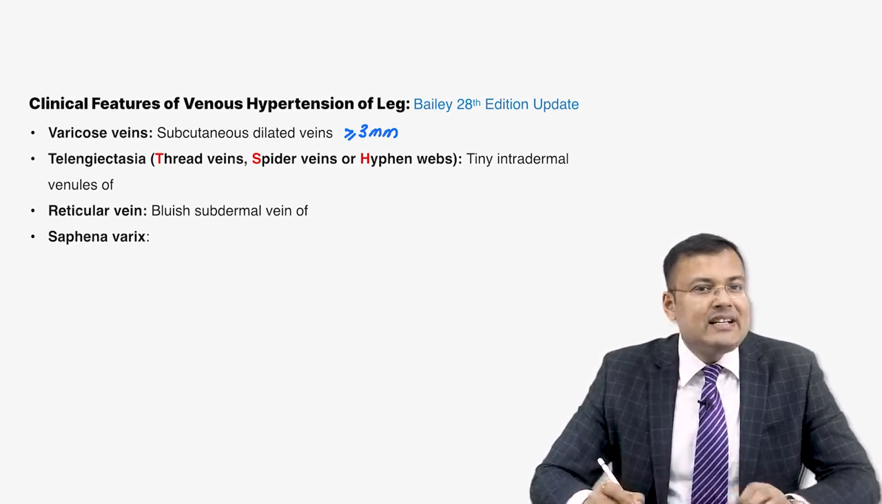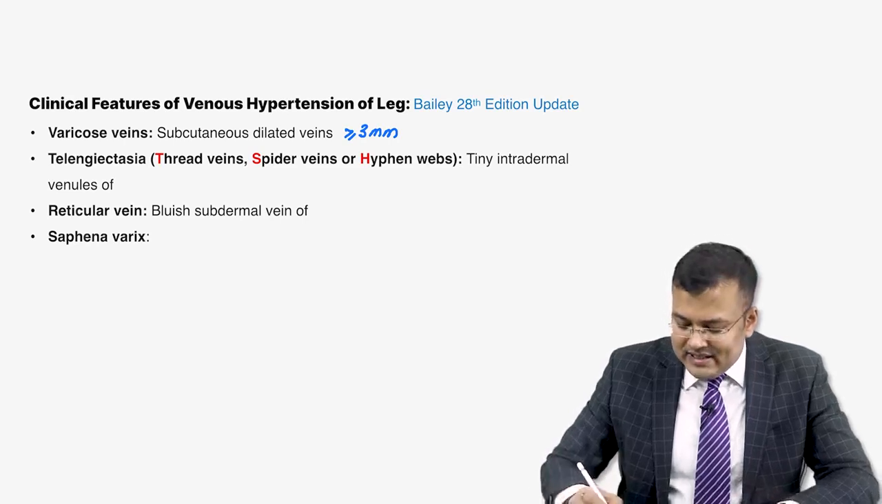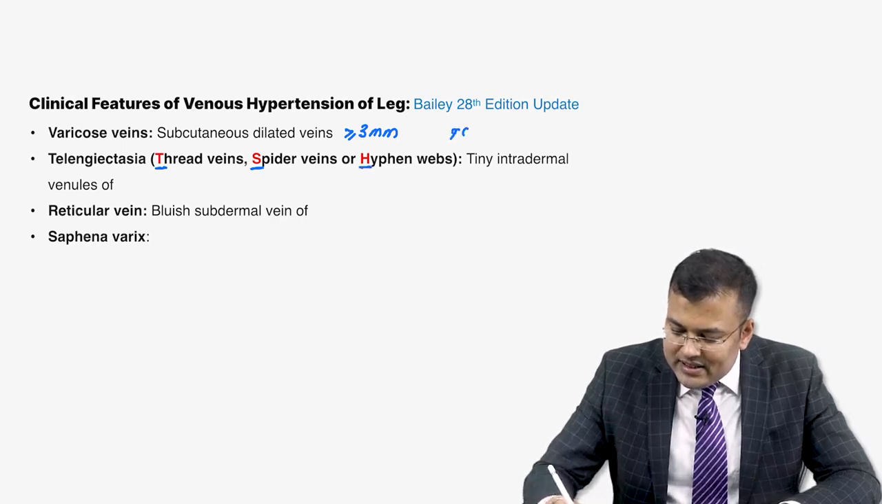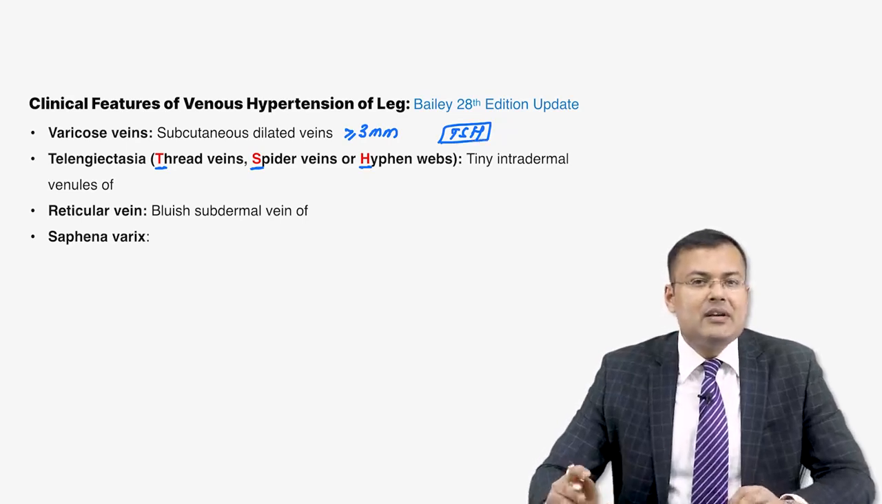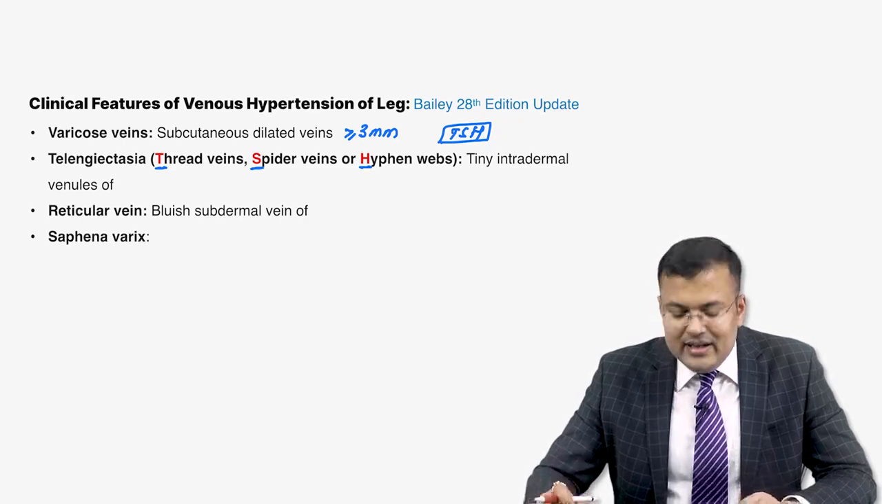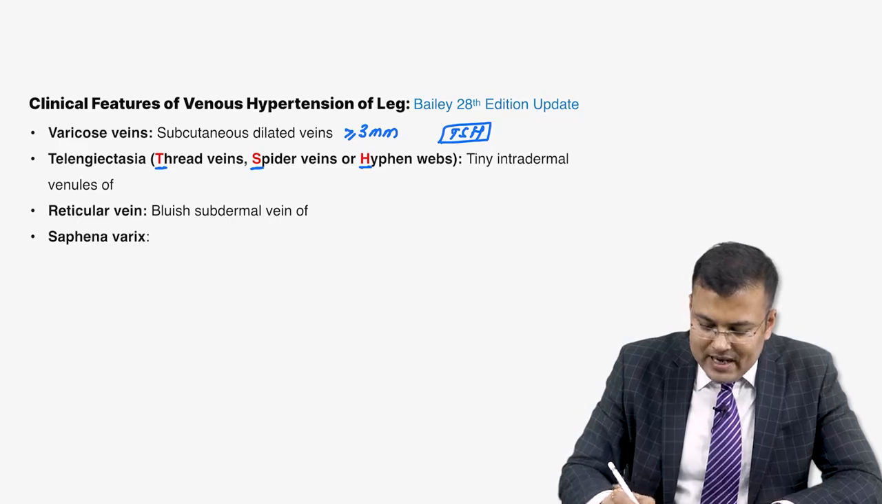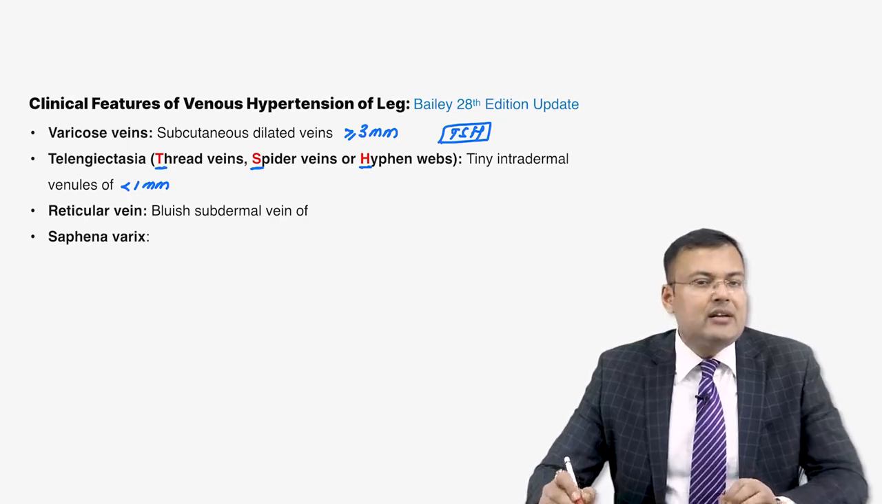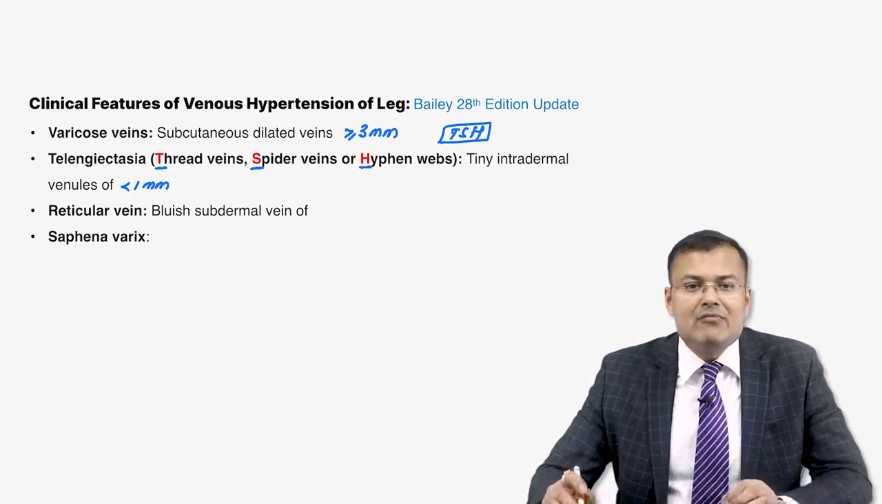After that, there are telangiectasia. How to remember telangiectasia? The mnemonic is TSH. What is TSH? T means thread vein, S means spider vein, H means hyphen vein. These are tiny intradermal venules. And what's the diameter? Less than 1 mm.